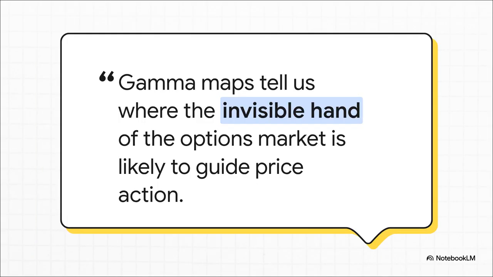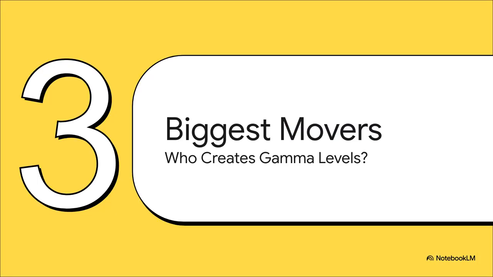This quote just nails the whole idea. Think of GEX as a probability map. It shows you where that invisible hand of the giant options market is probably going to steer the price. It's not a crystal ball, right? It's not going to predict the future, but it is an incredibly powerful tool for understanding the forces that are really at play.